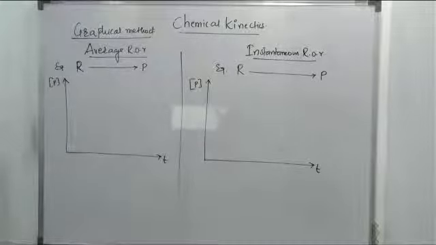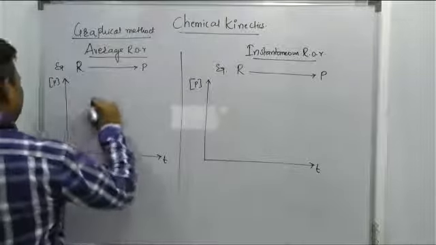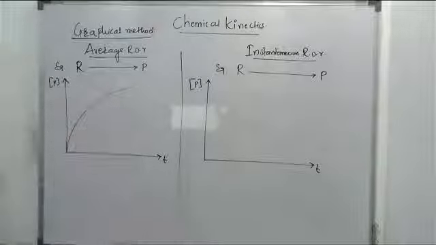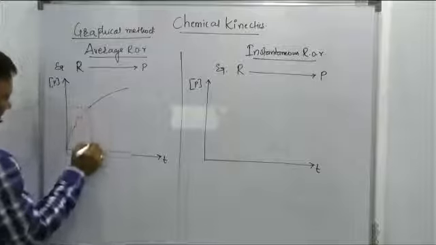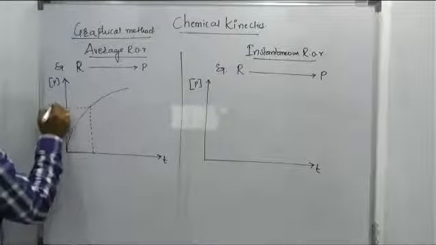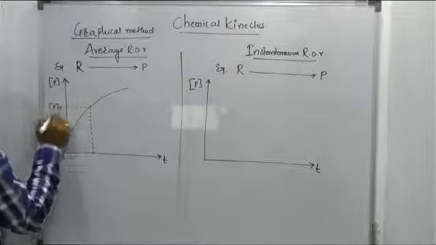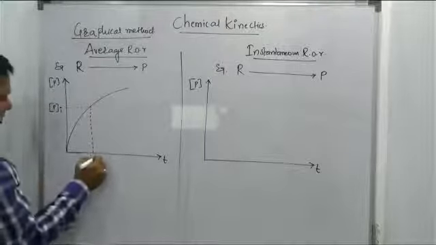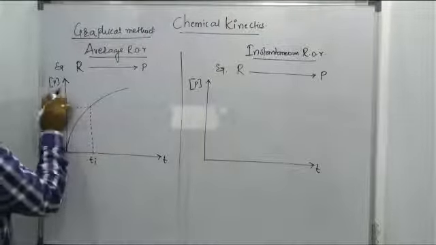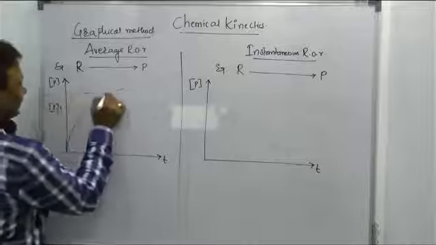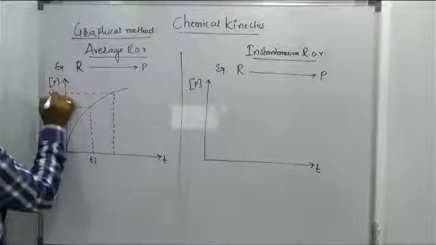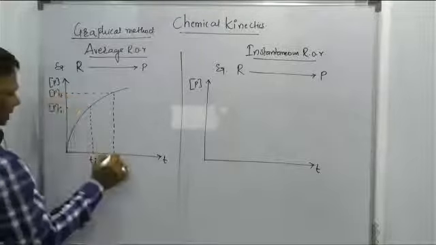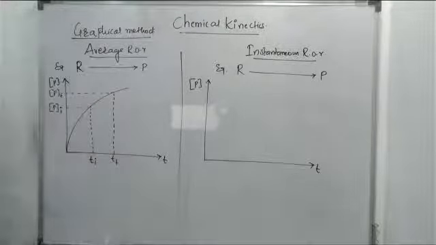How to get it, beta? Concentration of product increases exponentially, right? Initially, this is the concentration of the product, and this is the time T. I can say it is the concentration of the product at initial time Ti. Then we can take here the concentration of the product at final, and this is the time T at the final.